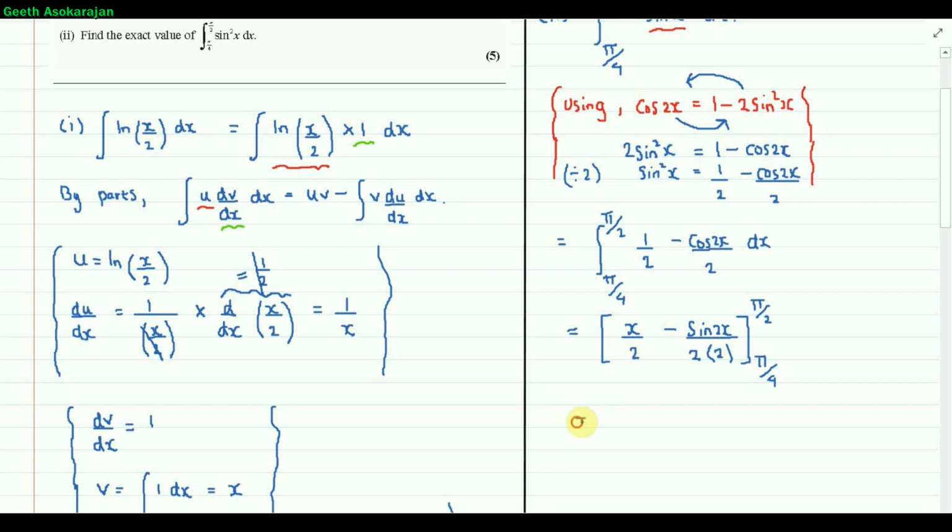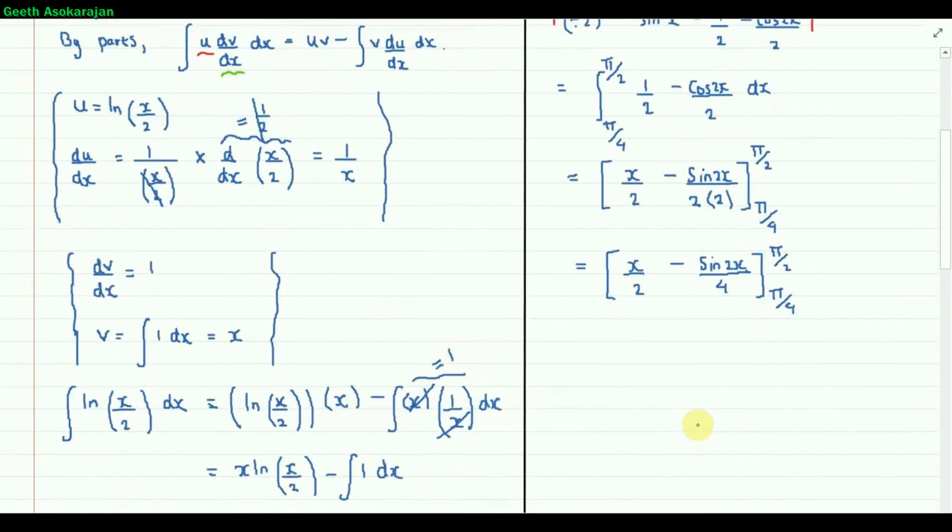So let me continue though. If I tidy this up prior to replacing the limits, I'll have x over 2 minus sine 2x, let me make that clearer, sine 2x divided by 2 into 2, which is 4, between the limits pi over 2 and pi over 4.